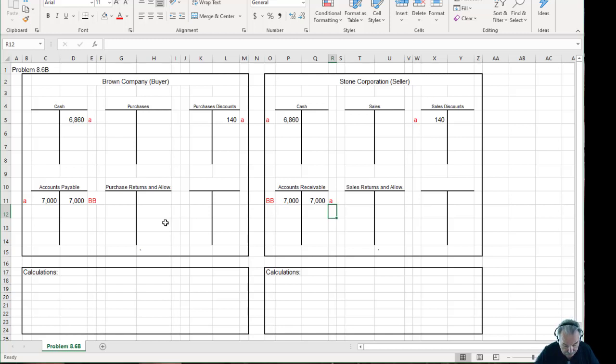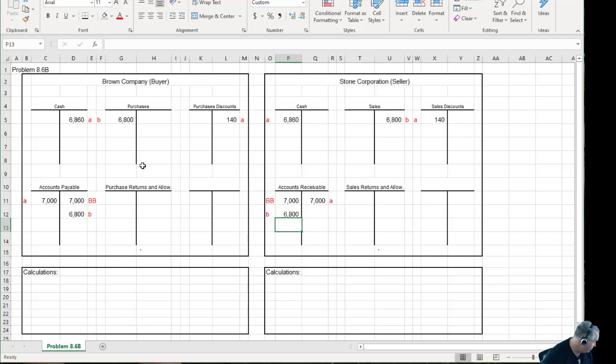Transaction B said that they bought some more merchandise from Stone, $6,800. We're going to debit purchases over on Brown's books for $6,800. This is transaction B. And we're going to credit accounts payable, $6,800. And then over on Stone's books, they had a sale of $6,800, and it was on account. So we're going to debit accounts receivable and credit sales on Stone's books.